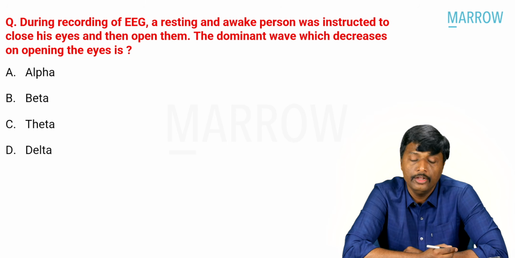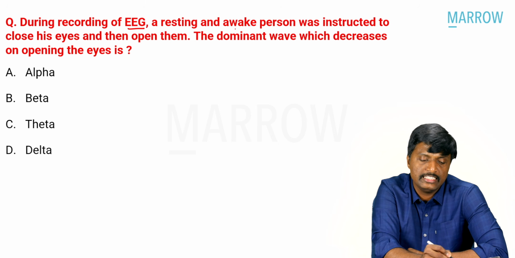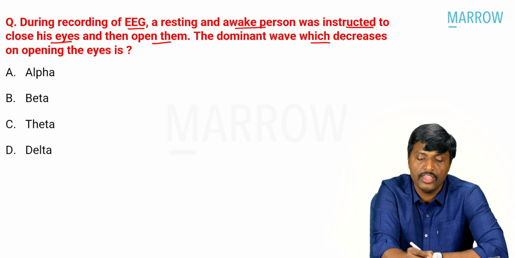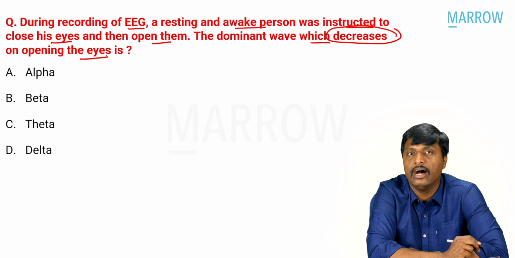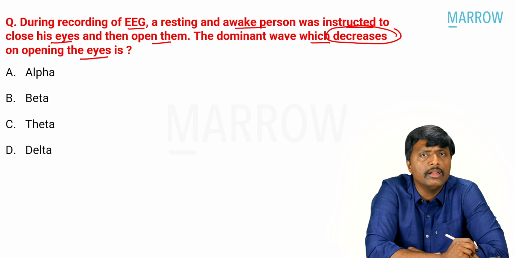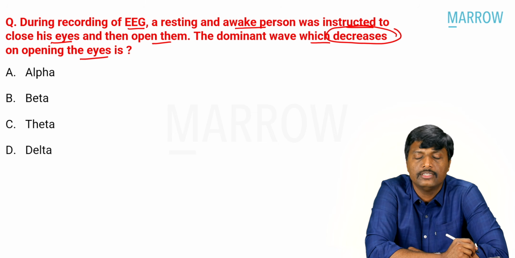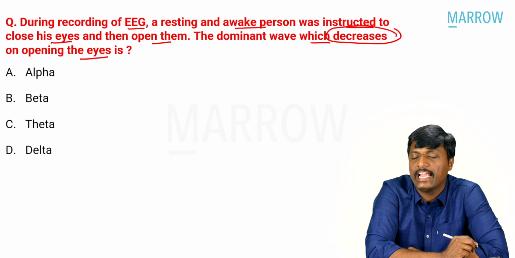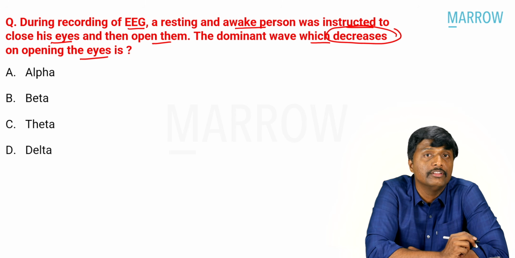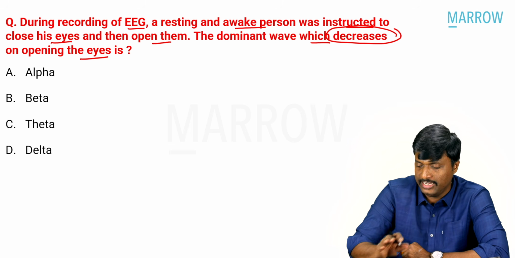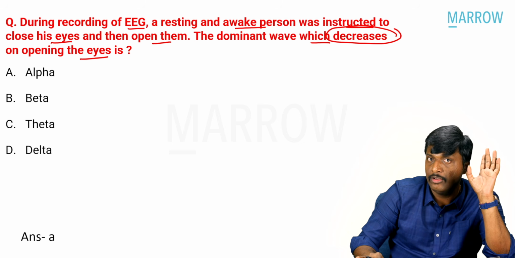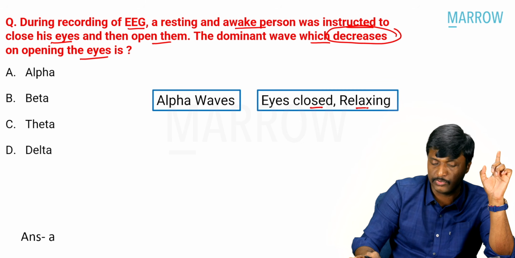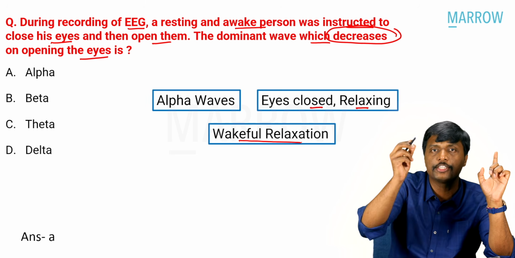Next. During recording of EEG, a resting and awake person was instructed to close his eyes and then open them. The dominant wave which decreases on opening the eyes is... See, we all remember alpha waves. Eyes closed, simply relaxing but not sleeping. So the wave of relaxation, the wave of a calm, relaxed state, it is always the alpha wave. What is the concept here, guys? Alpha waves are seen during eyes closed but relaxing. That is why we call this wakeful relaxation.